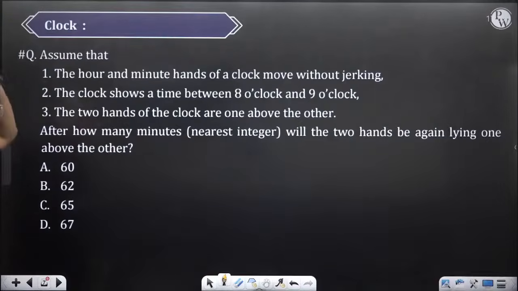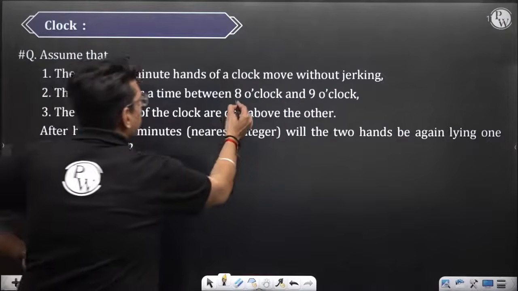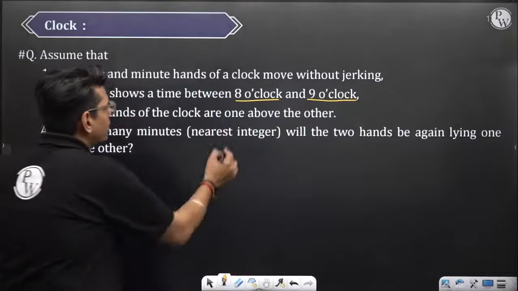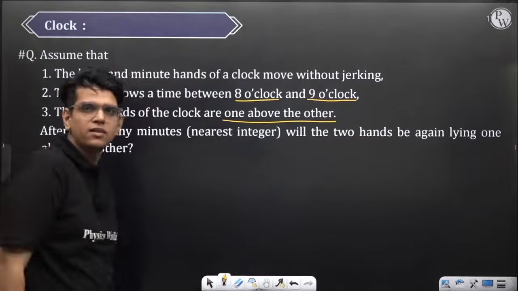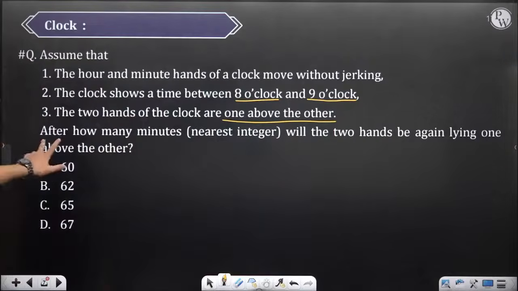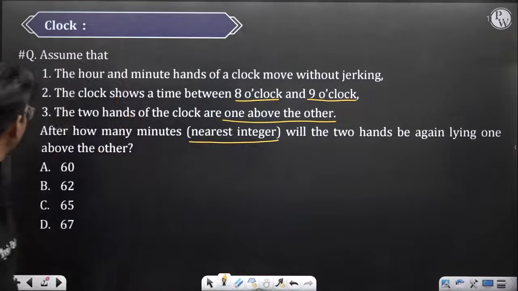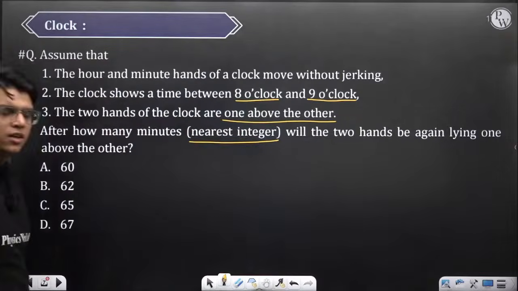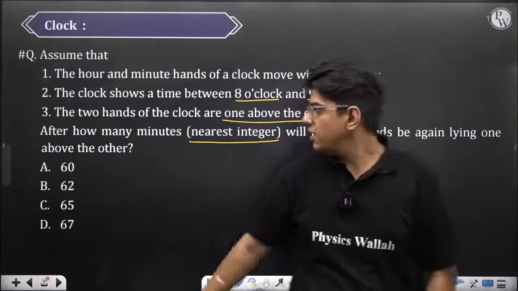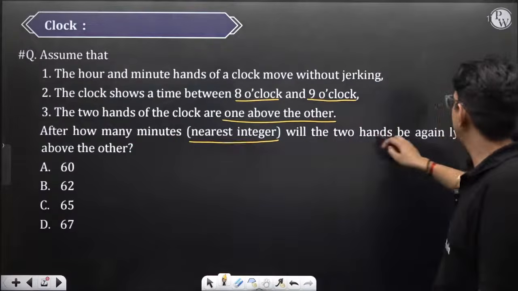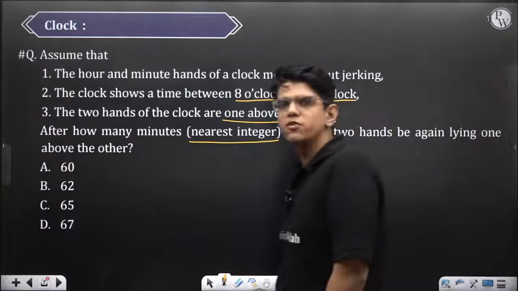In this question, it is given: assume that the hour hand and minute hand of a clock move without jerking. The clock shows a time between 8 o'clock and 9 o'clock. The two hands of the clock are one above the other. So at this moment, both the hands are together. After how many minutes, nearest integer, will the two hands be again lying one above the other?